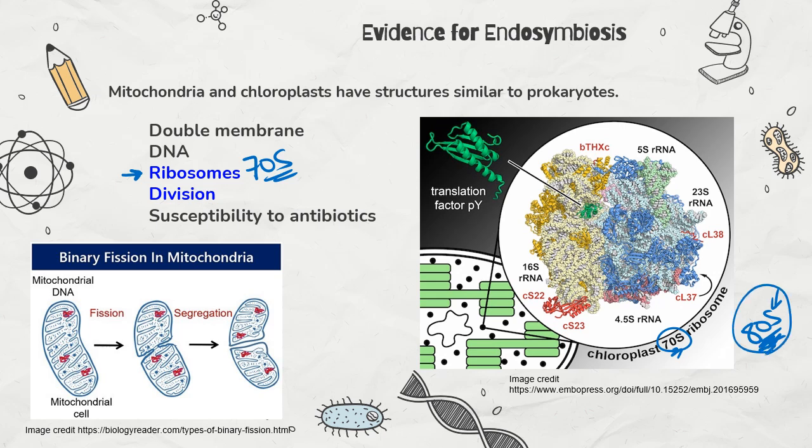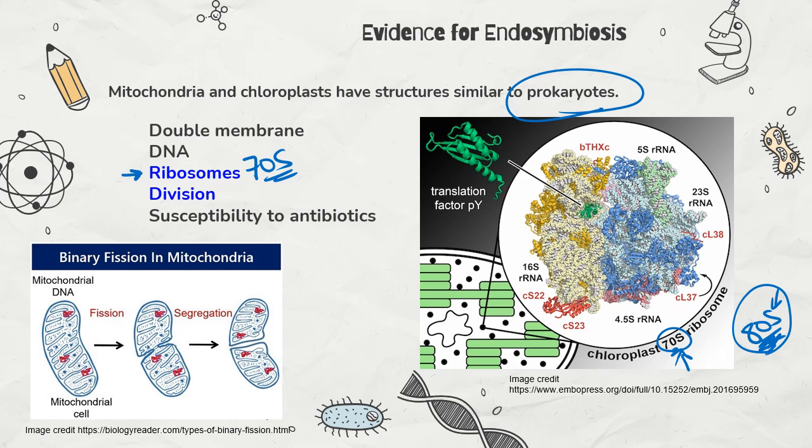And so the ribosomes that make proteins in our rough ER and in our cytoplasm outside mitochondria are 80S, a little bit bigger. The 70S ribosomes in our chloroplasts and mitochondria match the ribosomes that are in bacteria. Bacterial cells have 70S ribosomes.